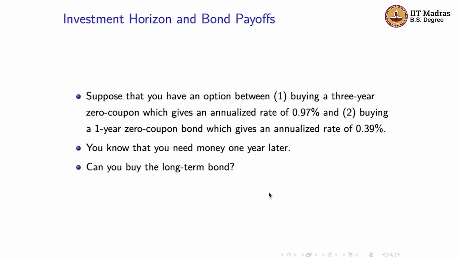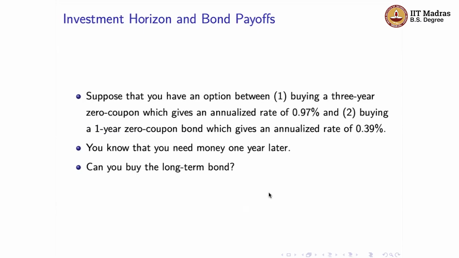Looking at the two options, it seems clear that the 3 year option would have been a better deal, because you are getting an annualized rate of 0.97% versus 0.39%. So ideally, you might want to buy the 3 year bond. But you are also worried that you need the money not after 3 years, but after 1 year. So can you still buy the more long-term bond, the 3 year bond, and enjoy the higher return?